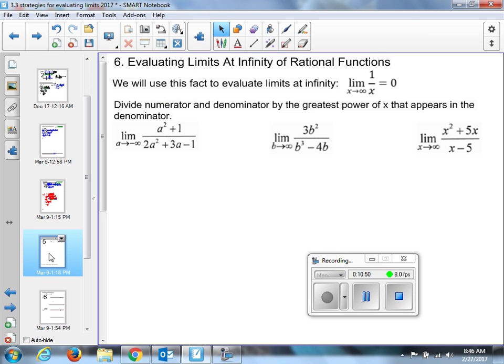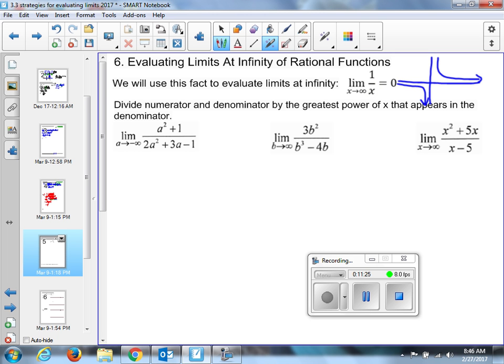Okay, one last set of examples here. Evaluating limits at infinity for rational functions. So, here's the fact that we're going to use, and I think you knew this. As x approaches infinity, so 1 million, 1 billion, etc., it goes on to the right on a number line. You're looking at the graph of y equals 1 over x, that function. It's sitting at 0, getting awfully close. What we're talking about is this reciprocal function.